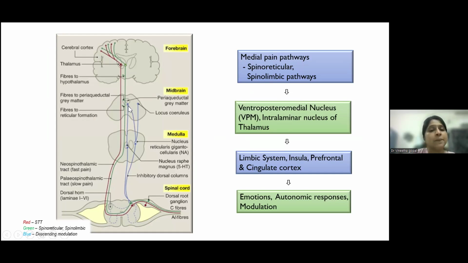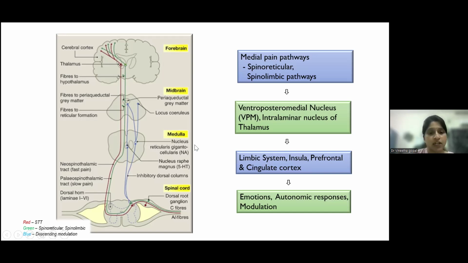So it gives more information to the reticular formation, various areas in the pons, midbrain, and medulla. And in the thalamus, instead of the ventroposterolateral VPL, it terminates in the ventroposteromedial. That is why it's known as a medial pain pathway, VPM, and then reaches the cortex.